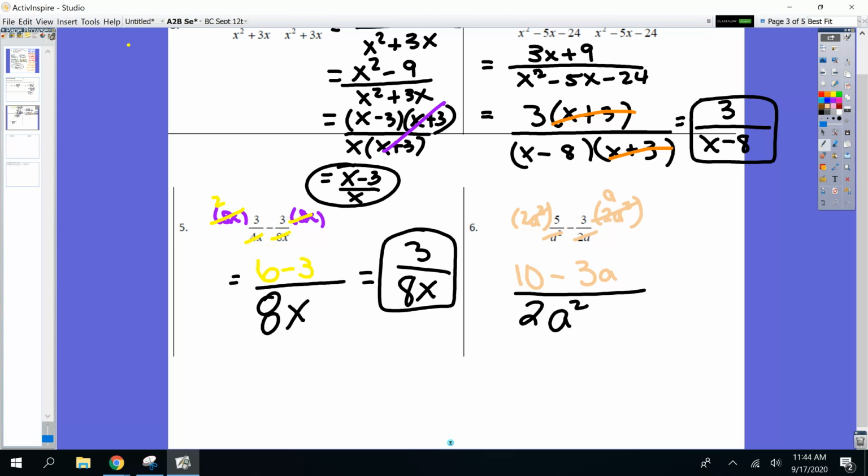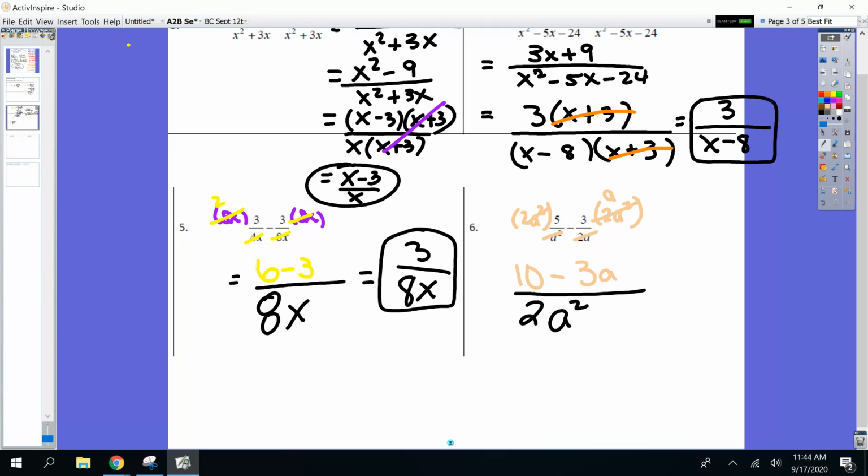Good job. Guys, take a look at both problems. Do you notice the denominators always cancel themselves out? It's just a matter of what I am left with on top. Everybody see that? These denominators will always cancel out. It's just a matter of what's left up here. Okay, that's all you have to worry about.